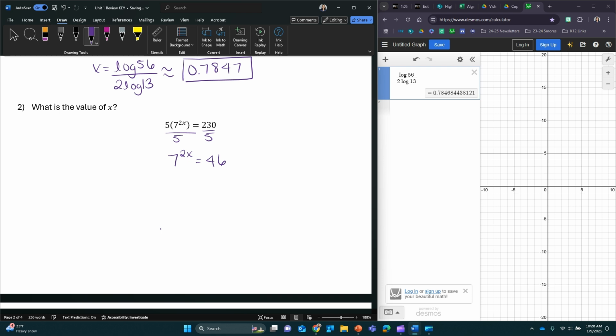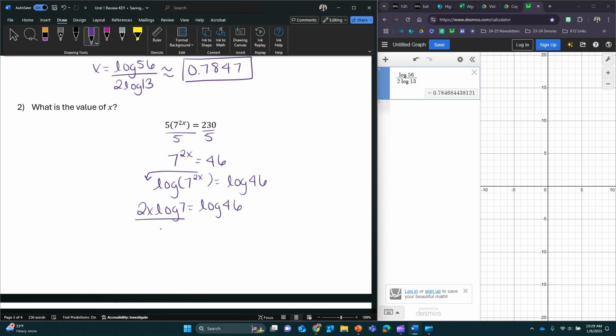And now that this term is isolated, I can go ahead and take the log of both sides. So I have the log of 7 to the 2x equals the log of 46. So what we're going to do now is use the power property to bring that 2x down in front. So I have 2x log 7 equals log of 46.